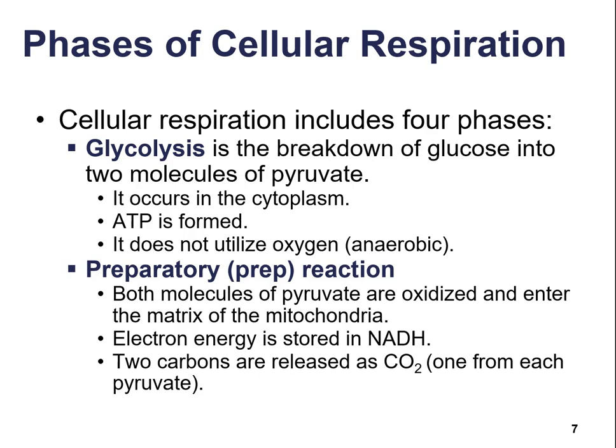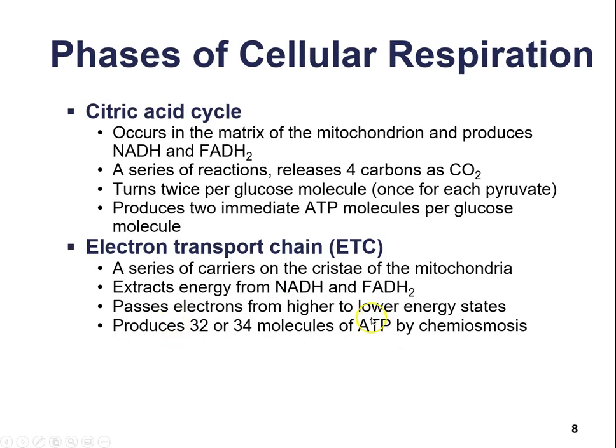What's happening there? From the prep reaction, you're going to generate some NADH. NADH is an energy molecule, okay? You generate some NADH in glycolysis as well, also some ATP. And you're also releasing carbon dioxide with that prep reaction. Now, the citric acid cycle is going to occur in the matrix of the mitochondria as well, and it will produce NADH and FADH2.